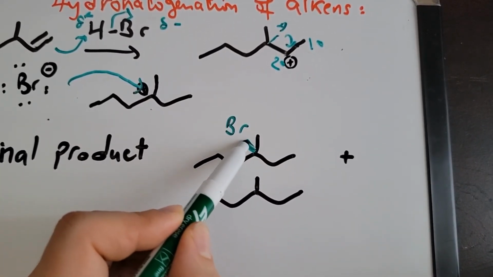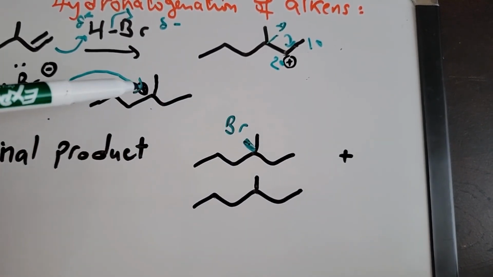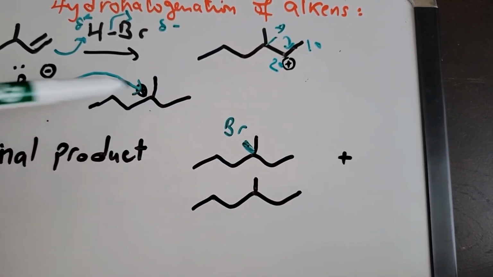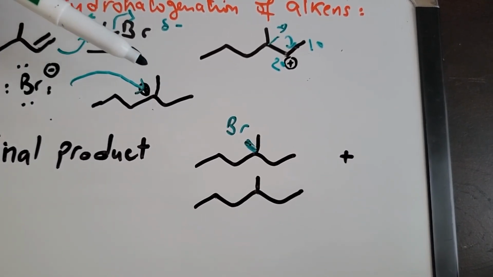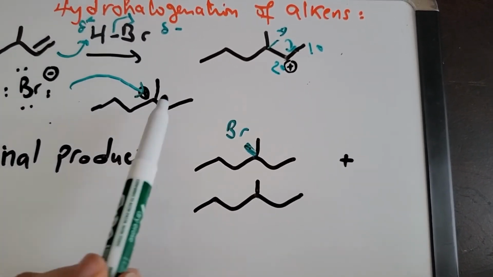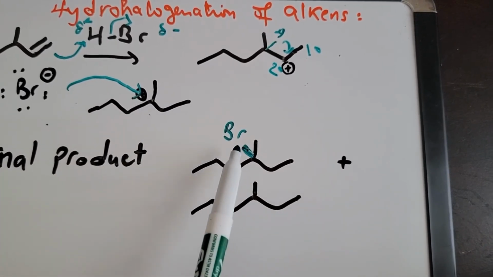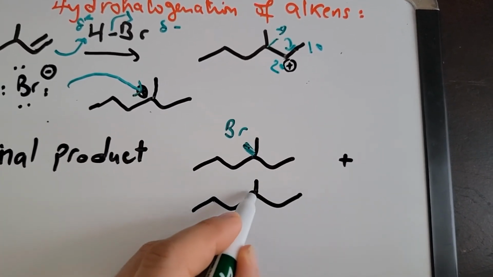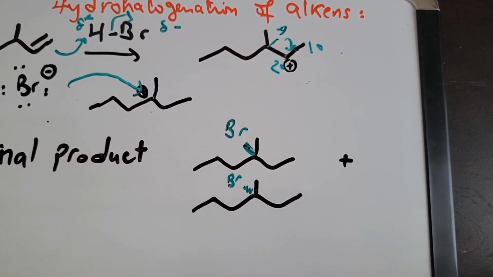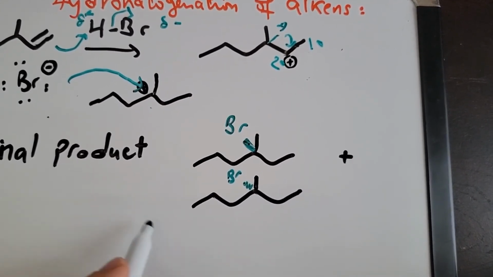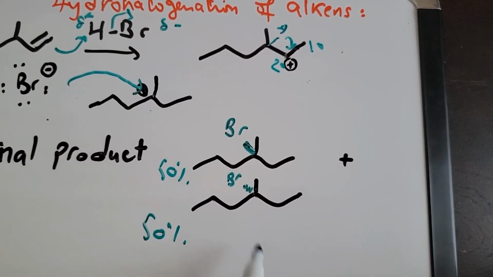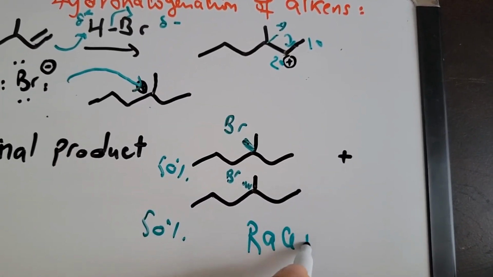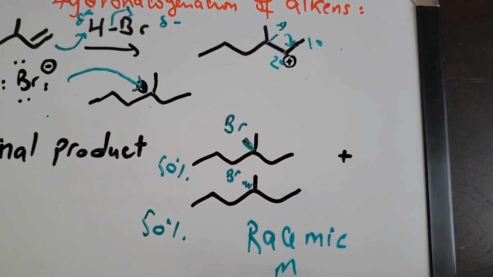So the bromine atom can go from this side and attack the carbocation, and can come from behind and attack this carbocation. So we have this option, and we have the second option over here. We have 50% for this one and 50% for this one. That's what's called racemic mixture.